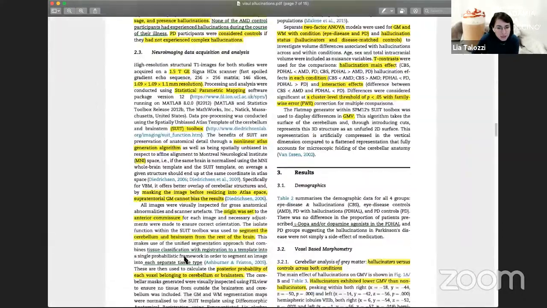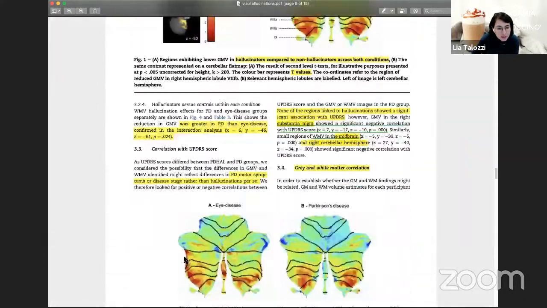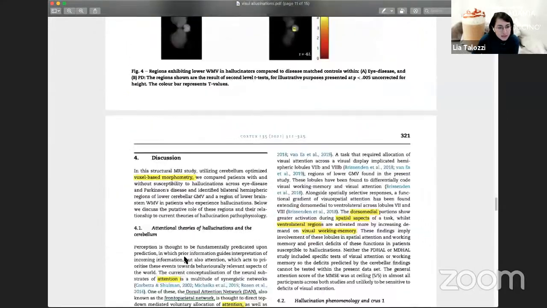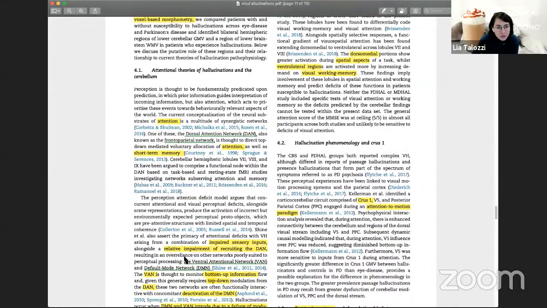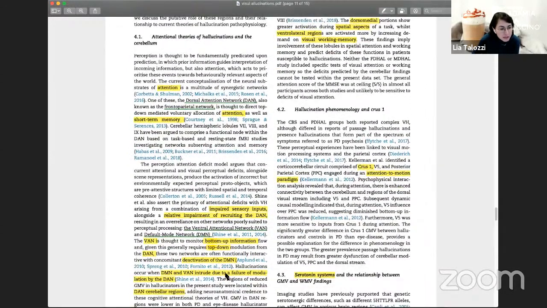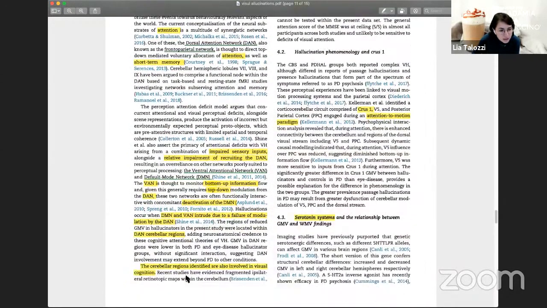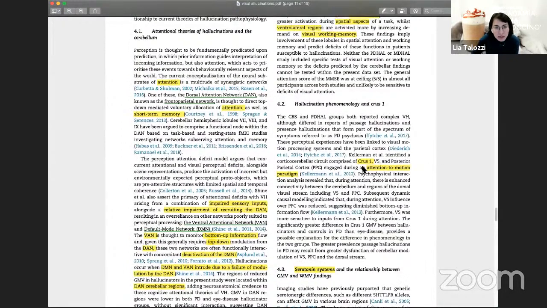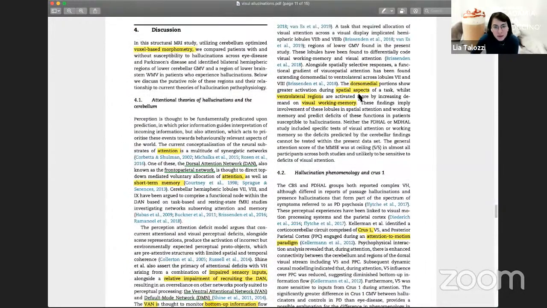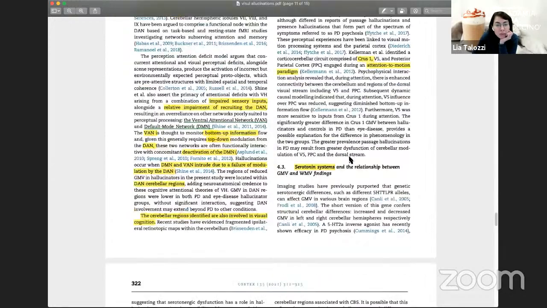So they really focused on the attention network and these different parts of the cerebellum related to the visual part. So here, about the attention network, here the crus one again for attention. Here I was saying the dorsomedial is more in the spatial aspect of tasks, and the ventrolateral, where they found the significant differences, in the visual working memory.